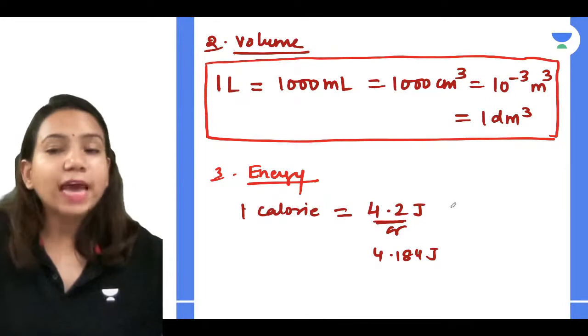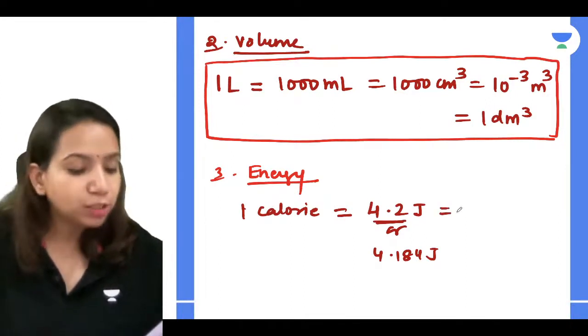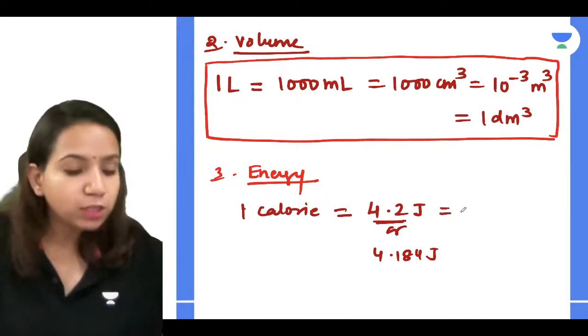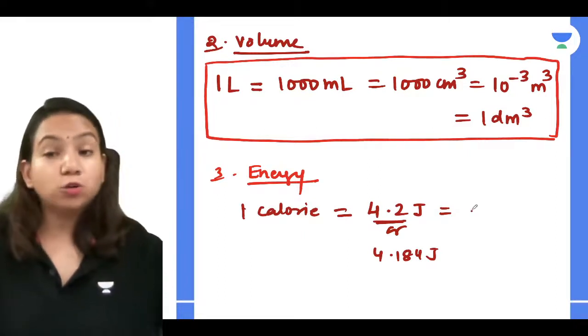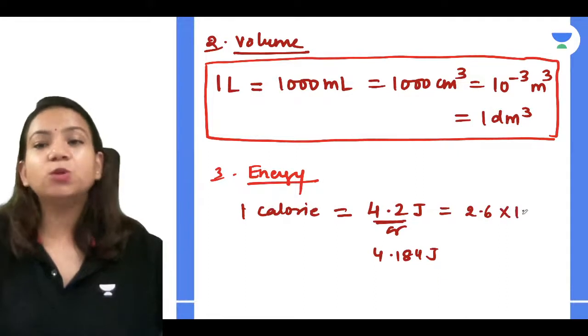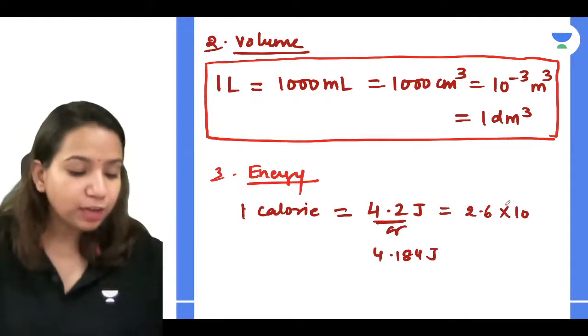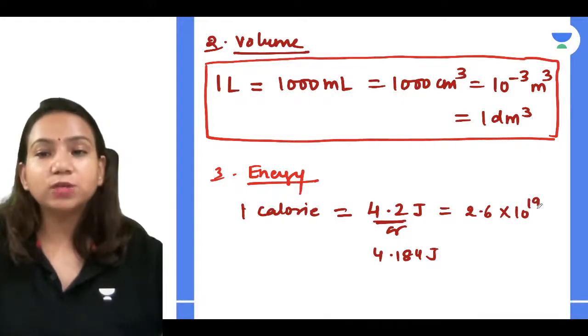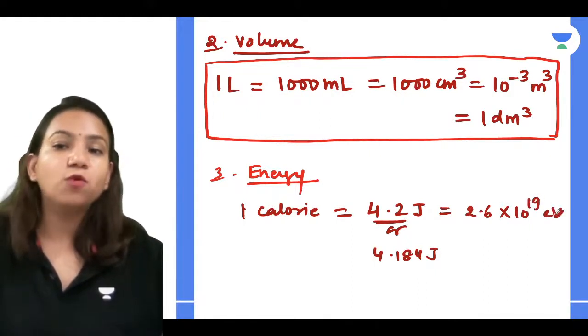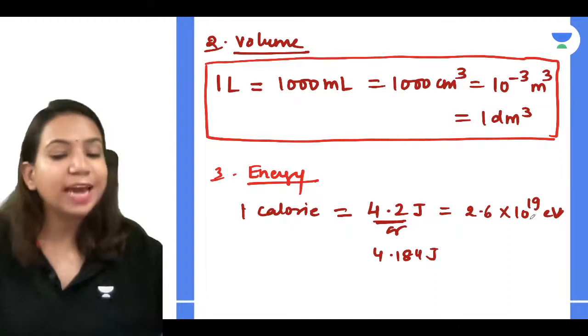Sometimes you get in the question also electron volts. So how will you convert calories to electron volt? Very simple. That is 2.6 into 10 to the power what, guys? Yes. Very good, Riddhima, Akshay. The value is 2.6 into 10 to the power 19 electron volt. So this is also one of the units to represent energy.